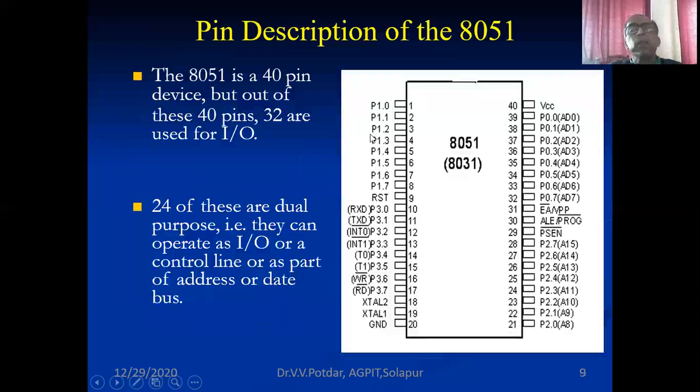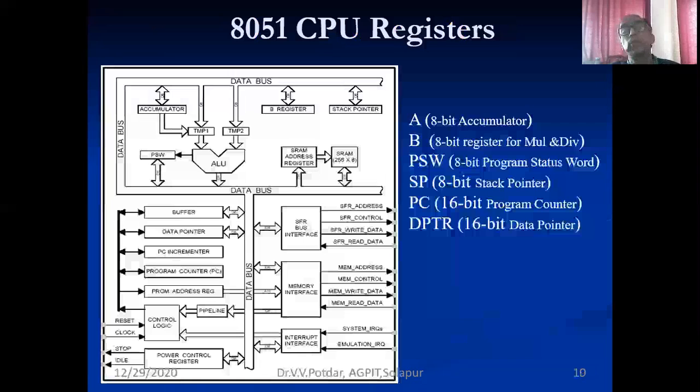And this is the pin diagram. As we discussed, 8051 is a 40-pin device, but out of these 40 pins, 32 are used for input output, right? And 24 of these are dual purpose, that is, they can operate as input output or a control line or as part of address or data bus. So this is the typical pin out or pin diagram of 8051, pins 1 to 20 and then 21 to 40. So we need to remember this.